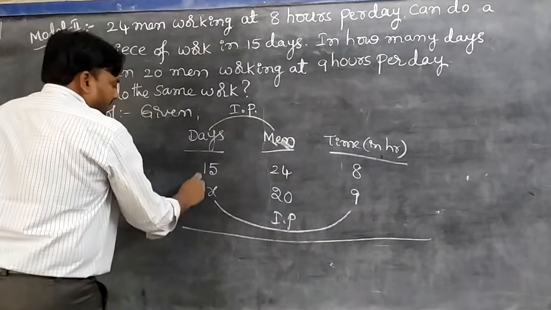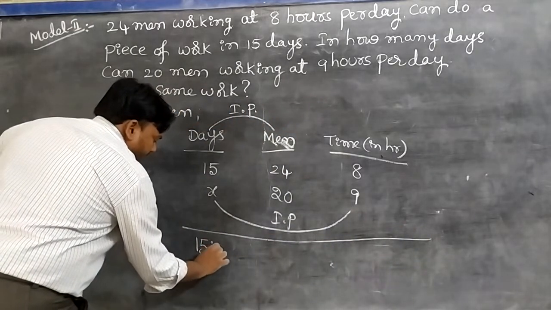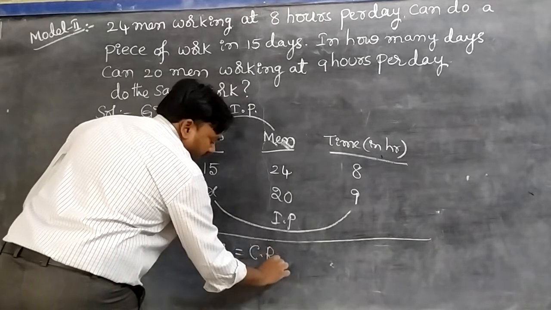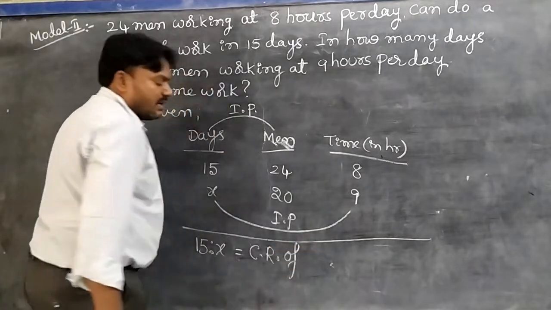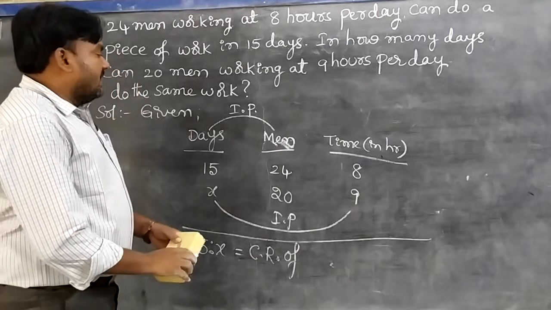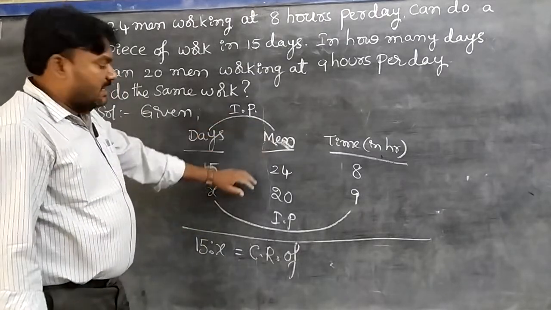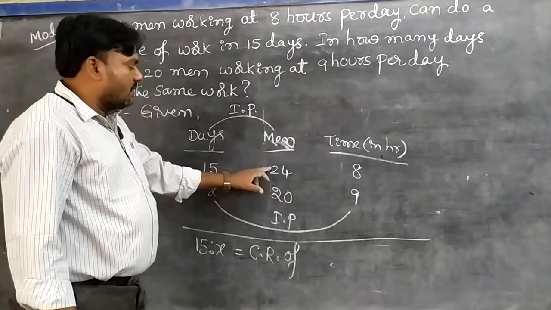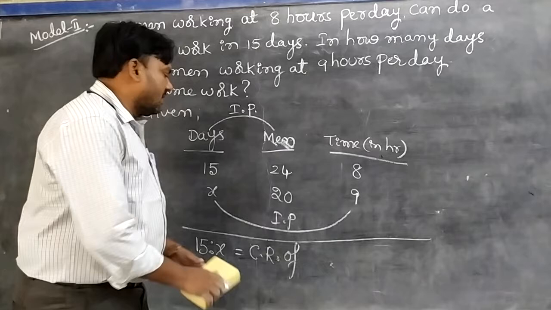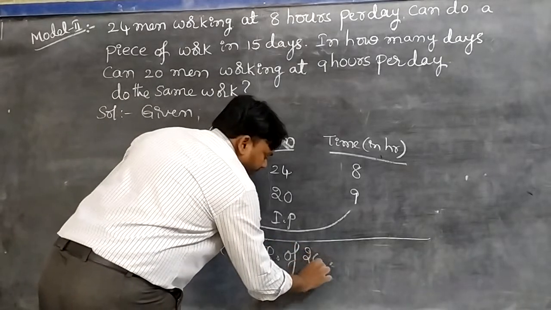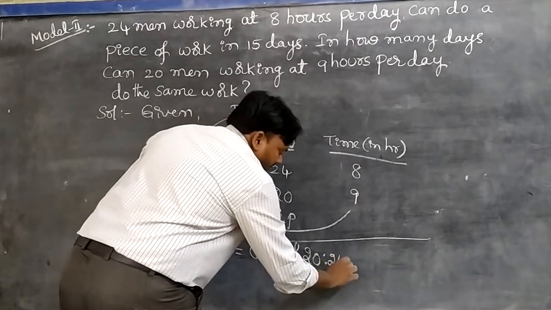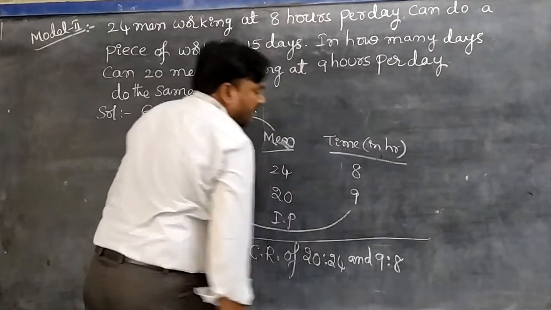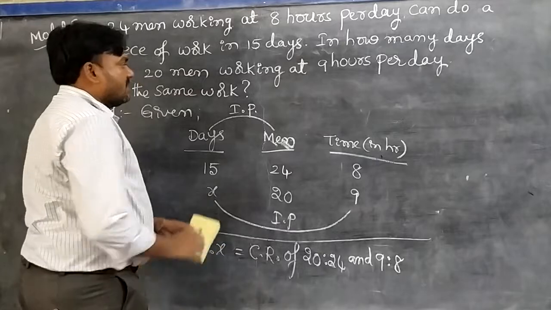Okay. Then 15 is to x, as it is, equal to CR, compound ratio, the CR law. Okay, students, observe here. If it is inversely proportional, then take the ratio from bottom to top. That means 20 is to 24. Here also 9 is to 8. 20 is to 24 and 9 is to 8. Okay, students, the same as in the problem.